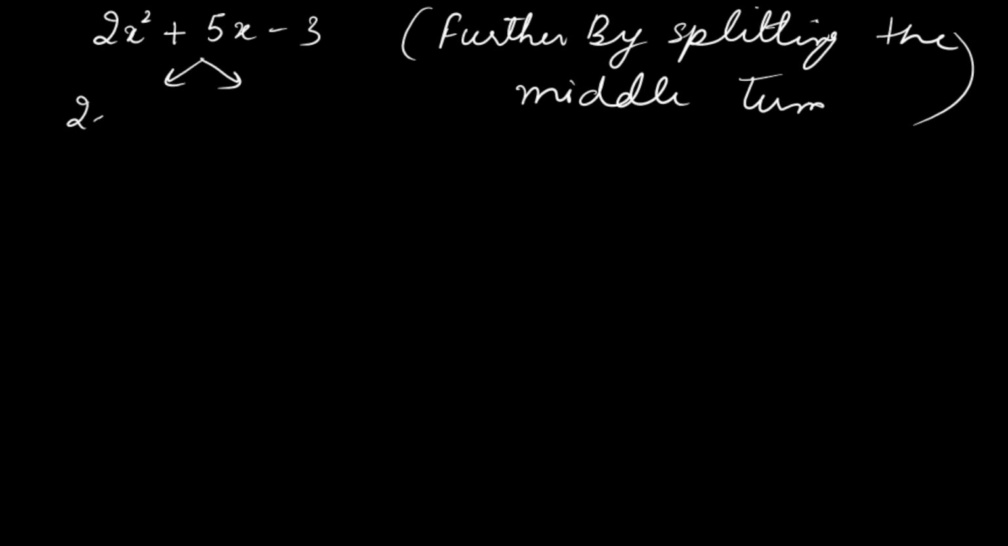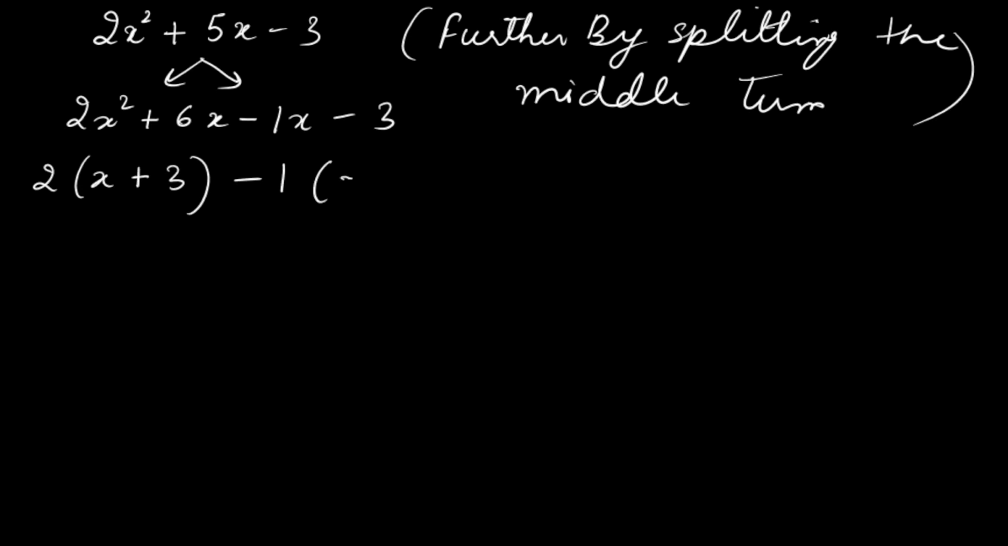You can do it. So 2x square plus 6x minus 1x minus 3. So 2 is common here, so x plus 3, minus 1 is common, so x plus 3. Yes, so what are we getting? 2x minus 1 into x plus 3. So these are the remaining two factors.